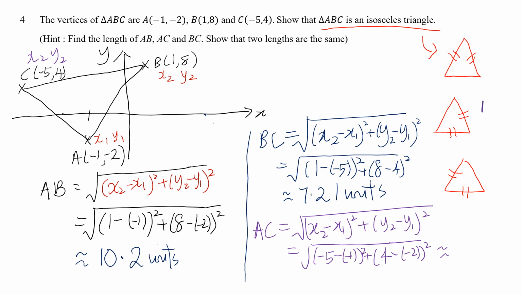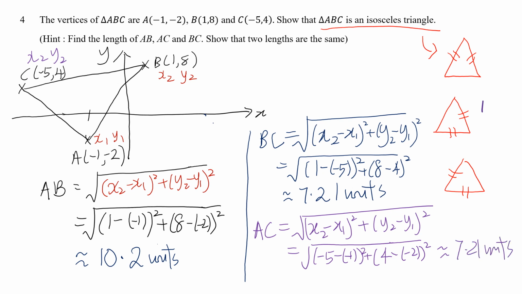And then you can just go ahead and use a calculator to work it out. When you use a calculator, also be very careful. Press the square root sign first. Press bracket negative 5, followed by minus bracket minus 1, close bracket, and then close again, square it. Then plus open bracket 4 minus open bracket negative 2, close, square. And you get 7.21.